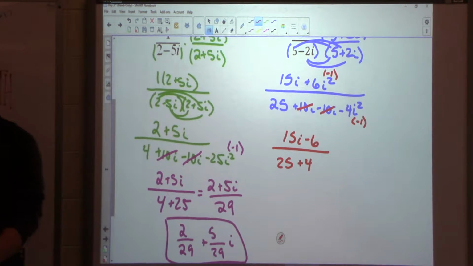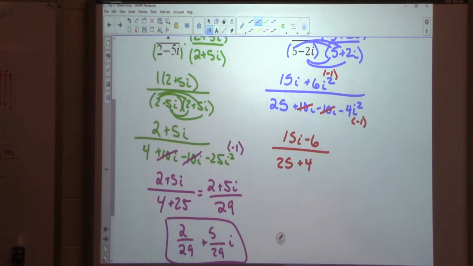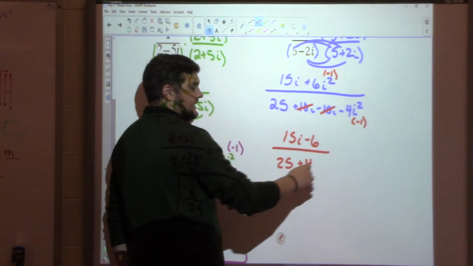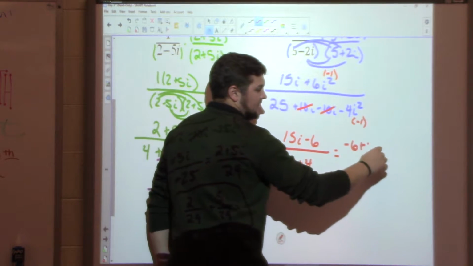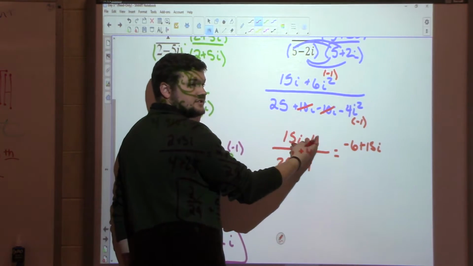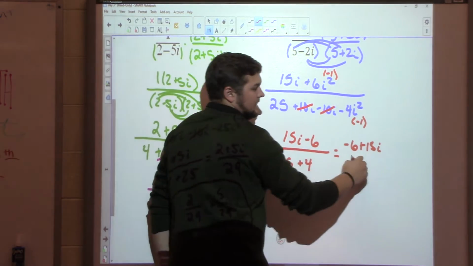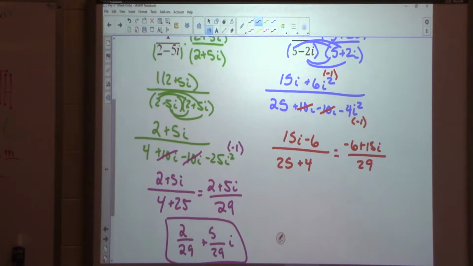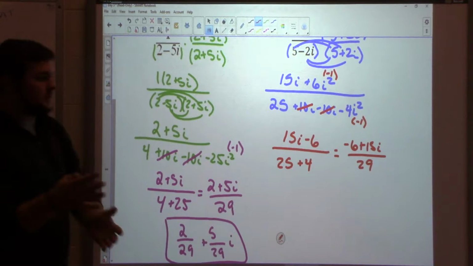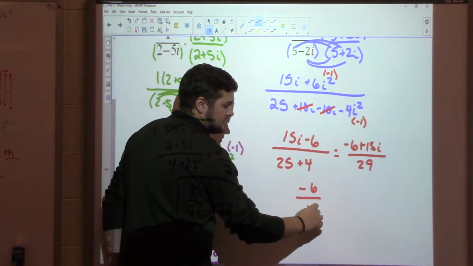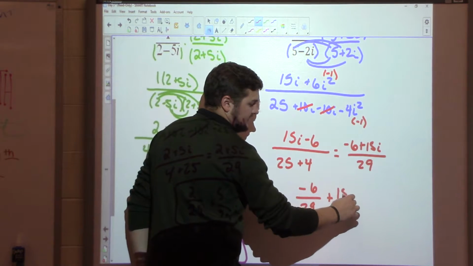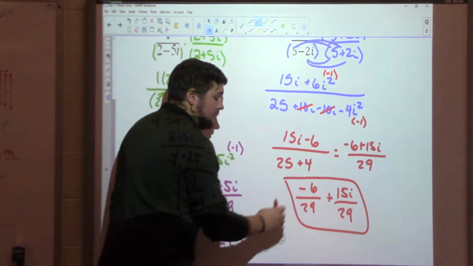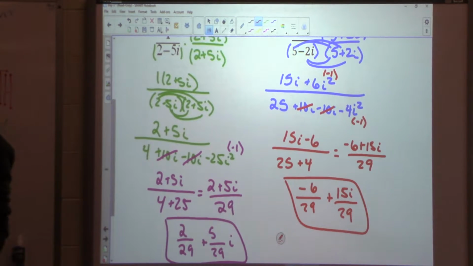Do you all still follow me? This becomes negative 6 plus 15i. All I did was switch their order, because I want the real part to come first. Over 29. Then my last step is to separate them into a real part and an imaginary part: negative 6 over 29 plus 15i over 29. I cannot reduce my fractions at all, so that's my final answer.